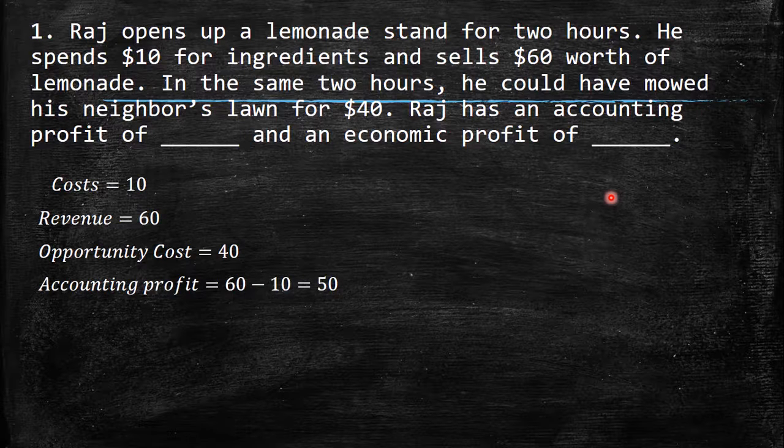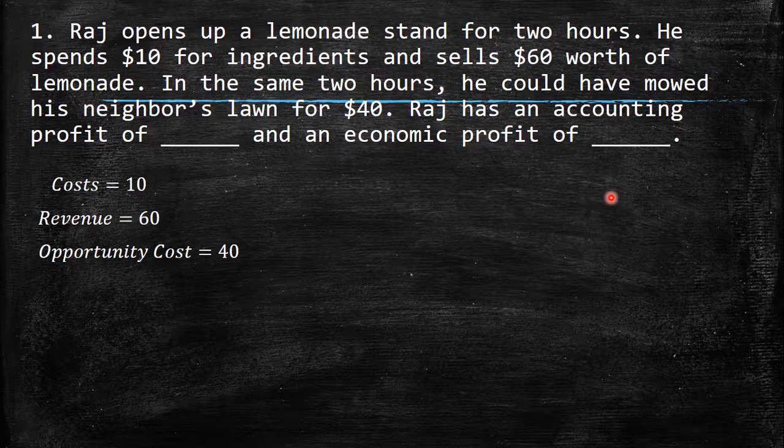So then the question is, Rag has an accounting profit of, an economic profit of. So remember, for accounting profit, they just take into account the flows of money. For an economic profit, we take into account the opportunity cost. And actually, inside the opportunity cost, we take into account the implicit cost. And this one definitely is an implicit cost. You don't need to pay that, but it affects your decision to open up a lemonade stand.